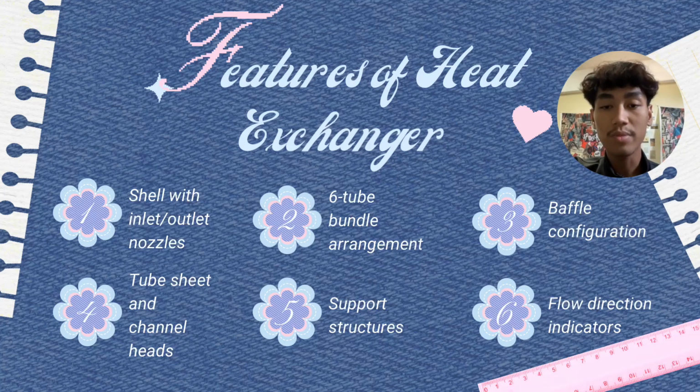Next is the tube bundle arrangement. Inside the shell, multiple tubes are arranged in a bundle. One fluid flows inside the tubes while the other flows outside the tubes but within the shell. This arrangement increases the surface area, which improves heat transfer efficiency.